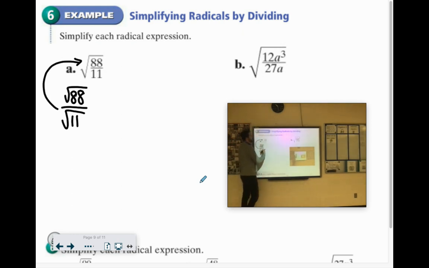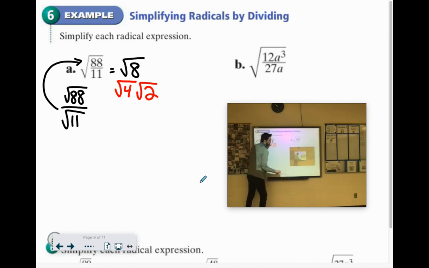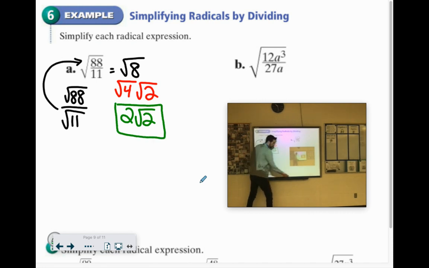If you did 88 divided by 11, you get just 8. So now we're just simplifying the square root of 8. If we're thinking of perfect squares in 8, that would be 4 times 2. The square root of 4 is 2. So our final answer would be 2 root 2. It's not even a fraction anymore. How fun is that?